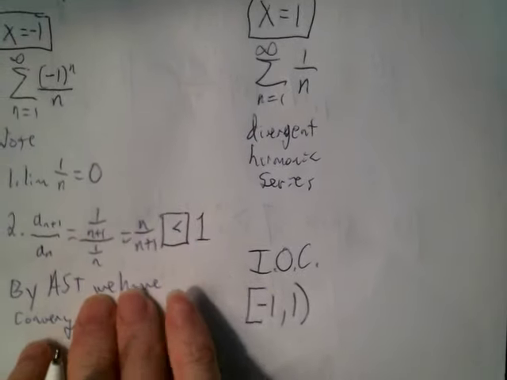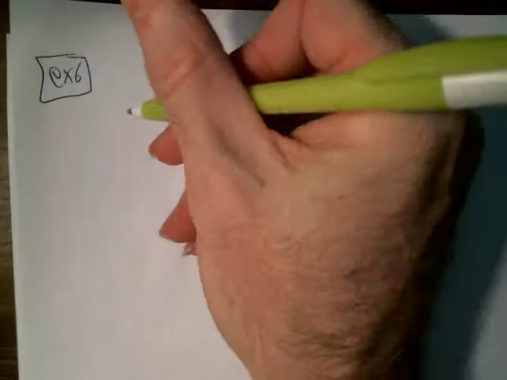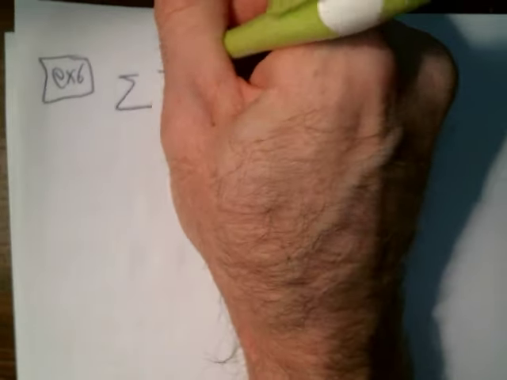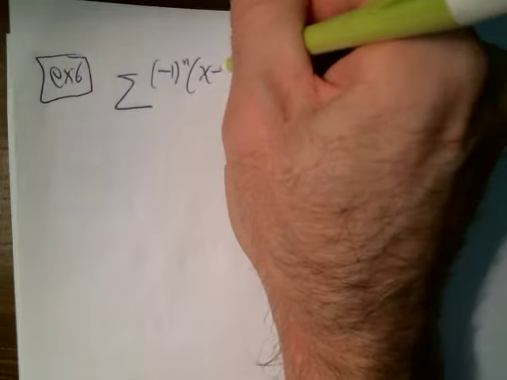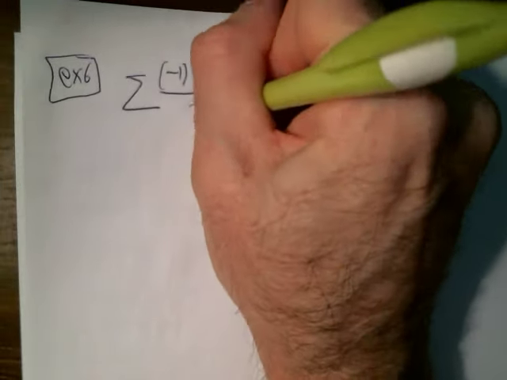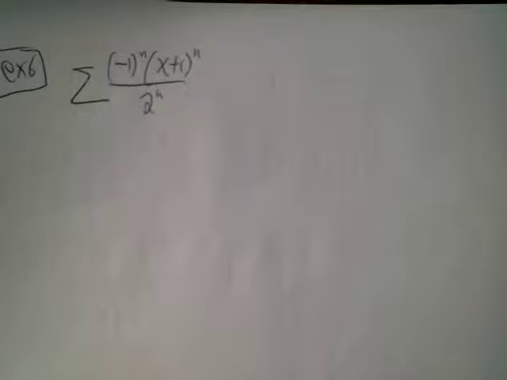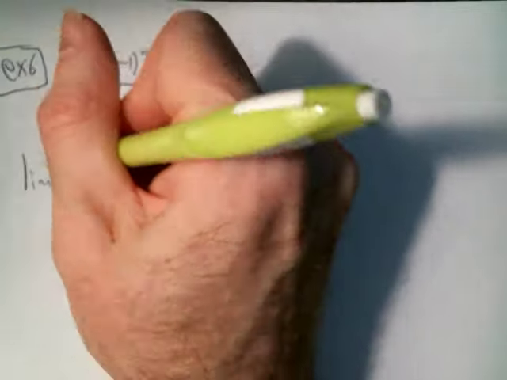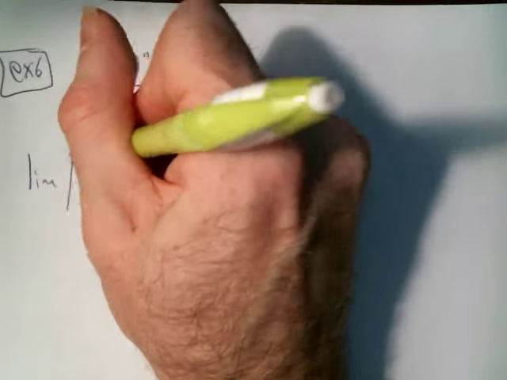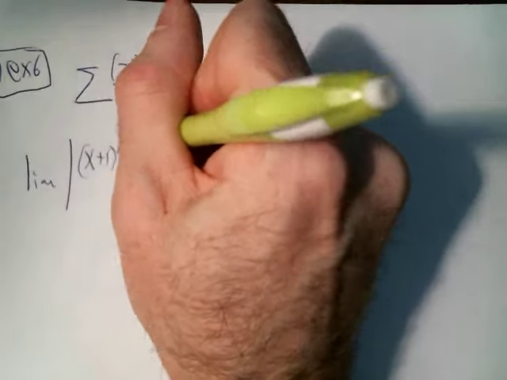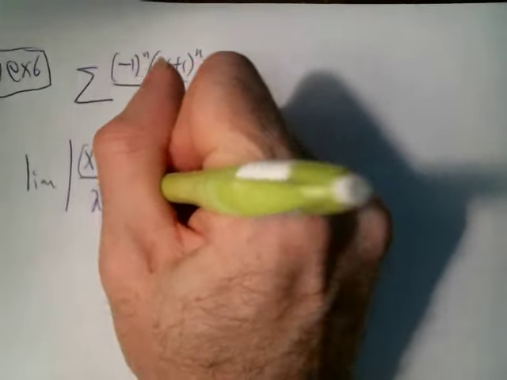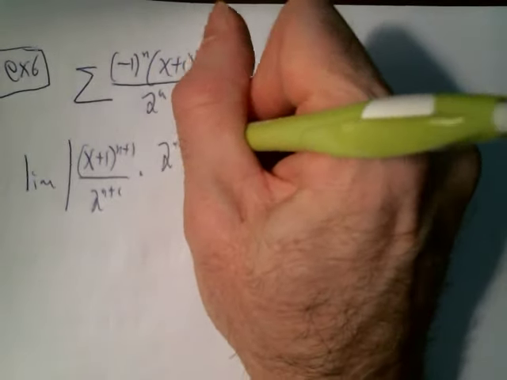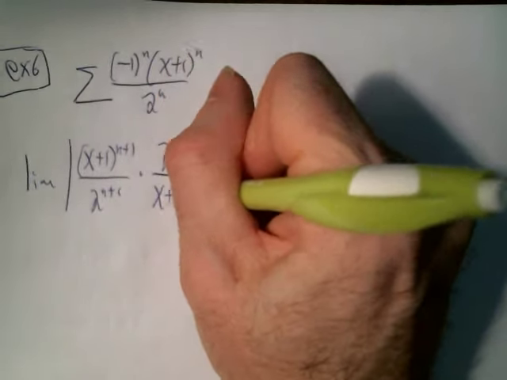Let's look at another example. Example 6. What do we have? The sum of (-1)^n times (x + 1)^n all over 2^n. So again, ratio test: the limit as n goes to infinity of the absolute value of (x + 1)^(n+1) all over 2^(n+1) times the reciprocal of this, which is 2^n all over (x + 1)^n.